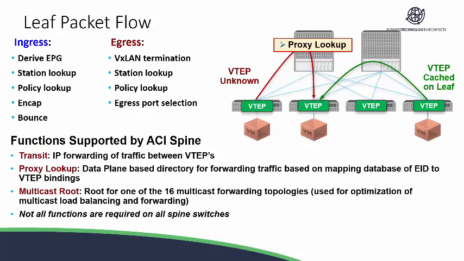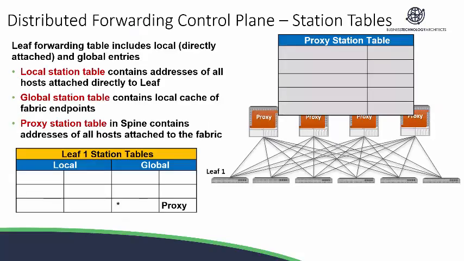So IP forwarding of traffic is between VTEPs. Data plane proxy lookups maintain a mapping database of endpoint IDs to VTEP bindings. And those are distributed via multicast routes. There's one of 16 multicast forwarding technologies, so that way there are topologies we can use for optimization of multicast load balancing and forwarding.